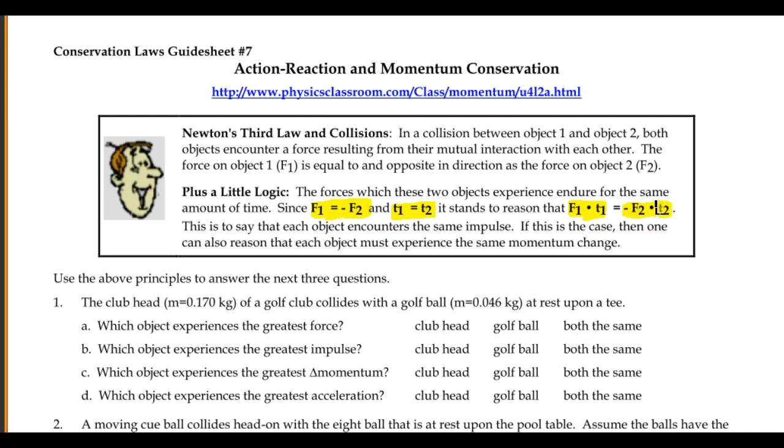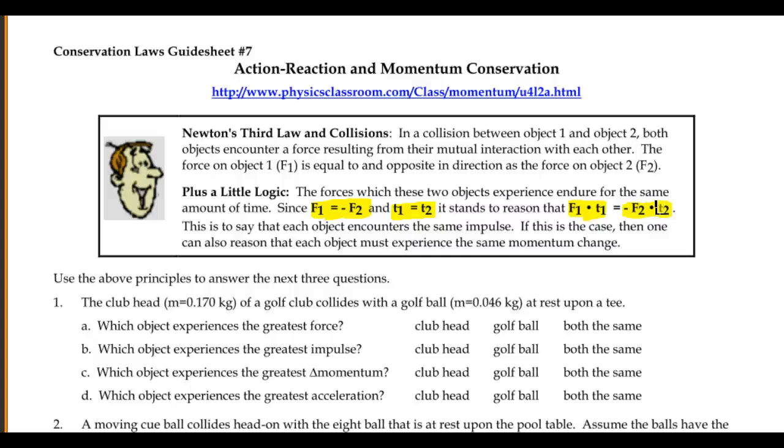Now, those are impulses. Now, what that says to us is that whatever impulse, and therefore whatever change of momentum is created by the first object, will be the same as the impulse, and thus the change of momentum created by the second object, but it will be opposite in direction. Now, the opposite direction is important because momentum is a vector quantity.